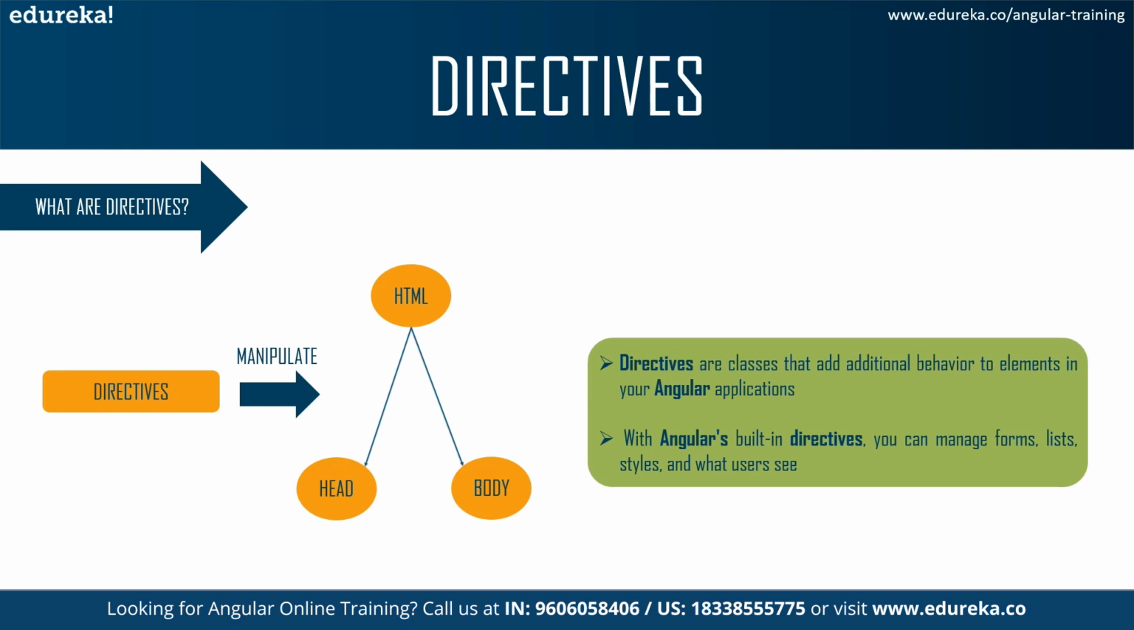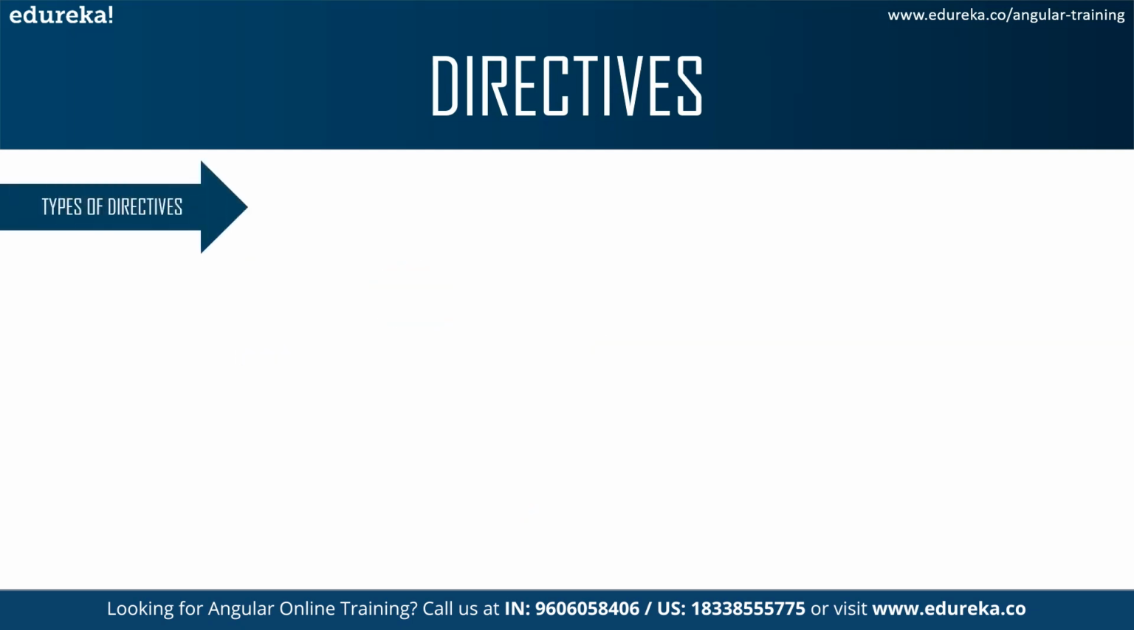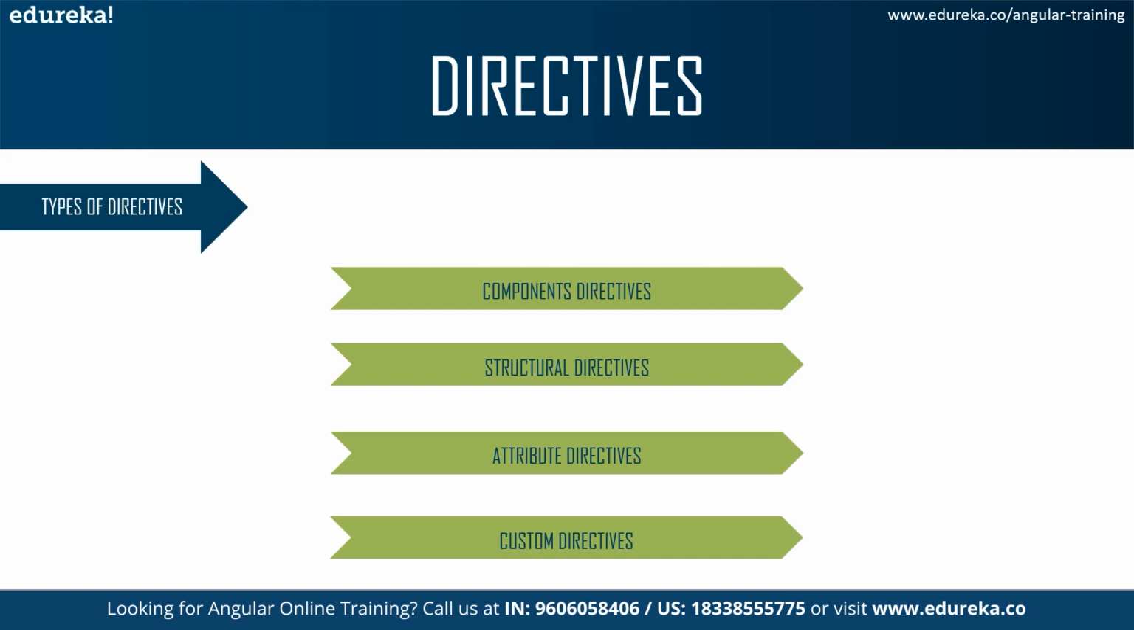Now, basically with directives, just like our services, we can create a particular file or set of files using a particular command. What directives will do is manipulate your HTML, which involves your head and body. With Angular's built-in directives, you can manage your forms, lists, styles, and what users see. So all the front-end UI part will be managed by our directives. Now there are types of directives actually. The first one we see is component directives, next is structural directives, attribute directives, and custom directives.